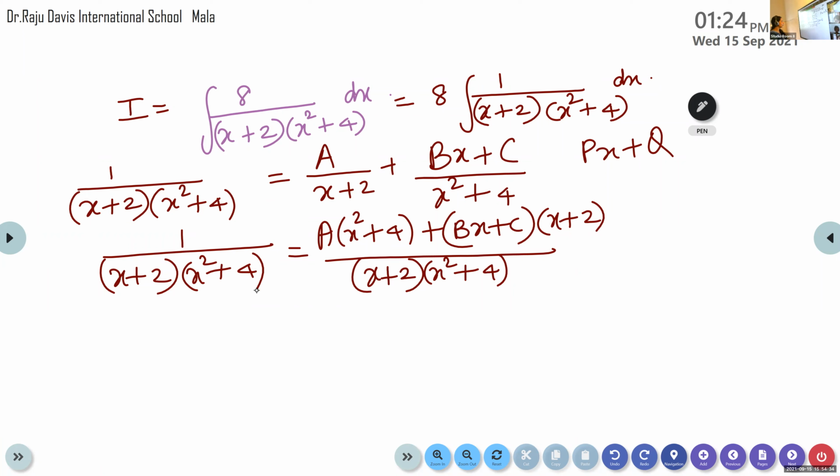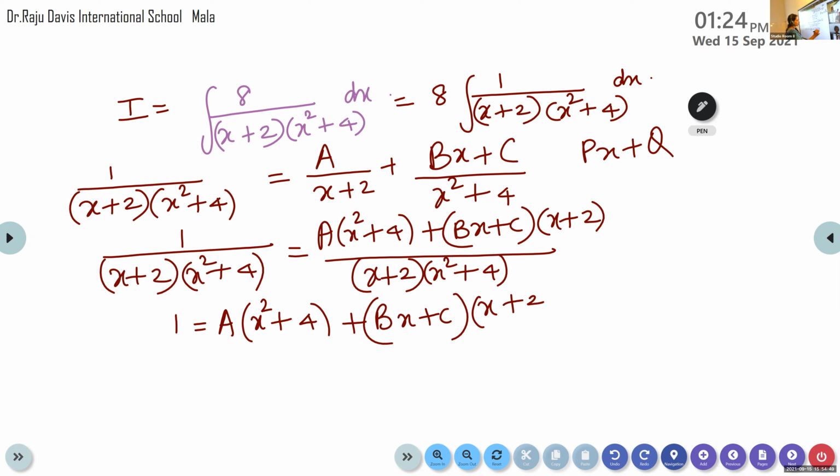Okay, so now when you compare it, the denominator will get cancelled. So 1 is equal to a into x square plus 4 plus bx plus c into x plus 2. We have to find the constants a, b and c.